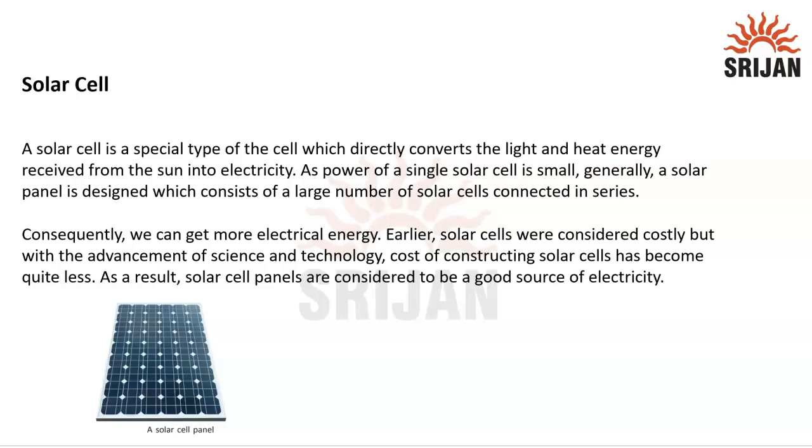Third is solar cell. It is a special type of cell which directly converts the light and heat energy received from the sun into electricity. As the power of a single solar cell is small, generally a solar panel is designed which consists of a large number of solar cells connected in series. Consequently, we can get more electrical energy because of the large number of solar cells connected in series.